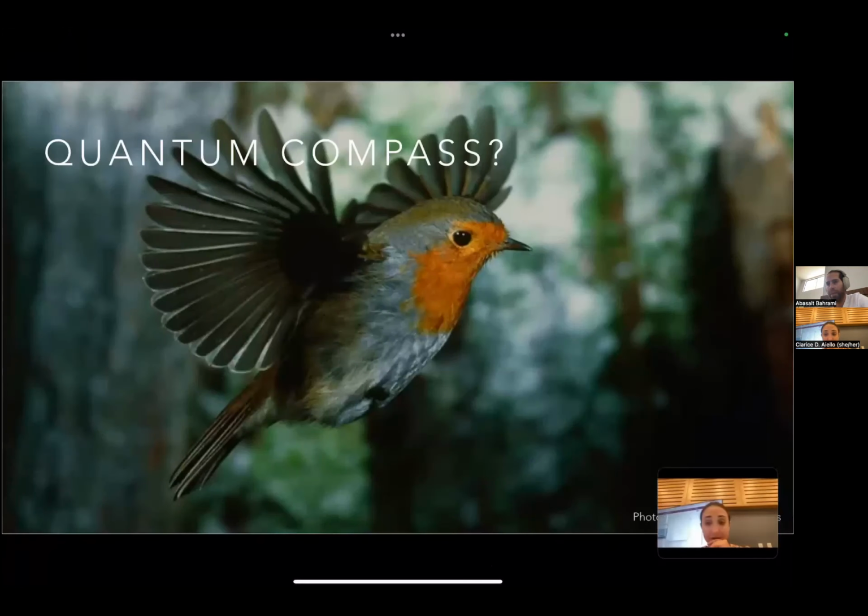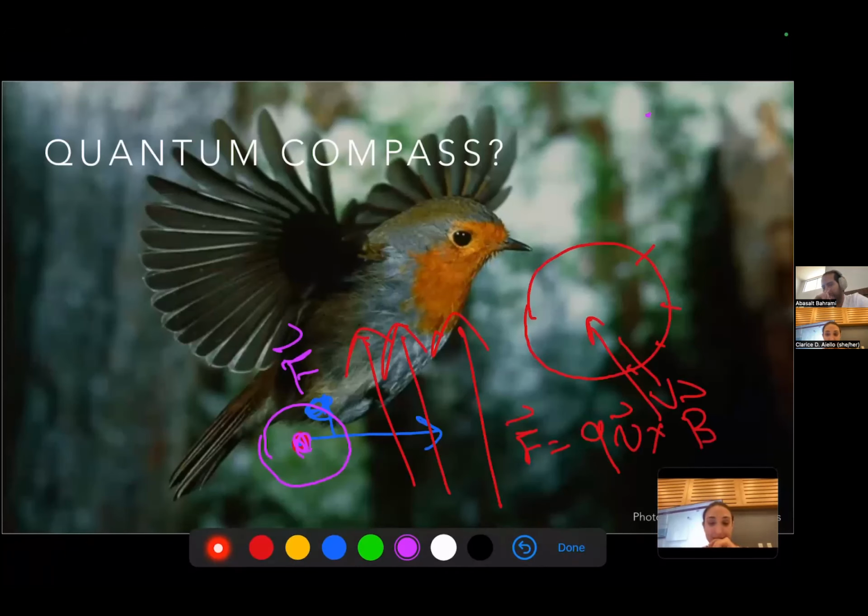Abasalt, can you hear us? Yes, I was lost. Sorry. No, we were lost, I think. We were lost. Yeah.